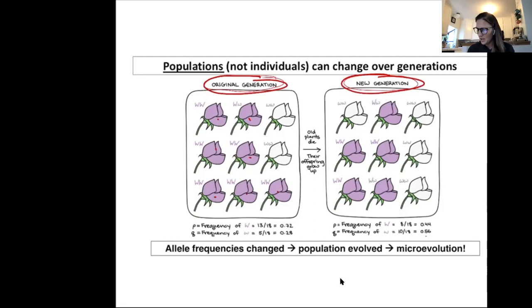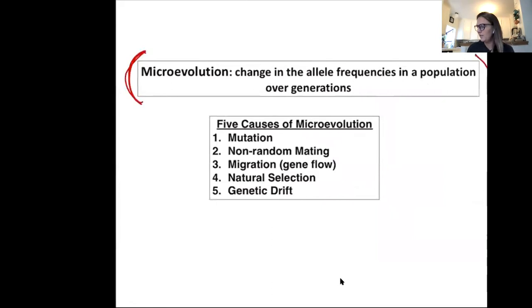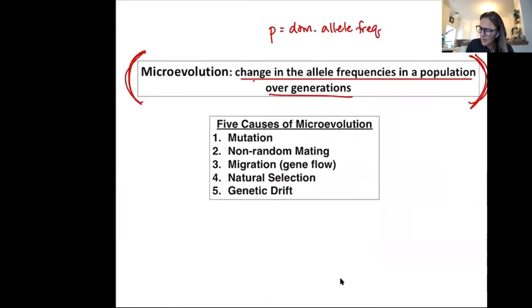If we go ahead and calculate the allele frequencies, our dominant and recessive alleles, we see that they have fundamentally changed over time, right? So we're looking at the full gene pool. We're not looking at an individual. So if we have allele frequencies that change over time, that is defined as microevolution. Next time we're going to talk about all the different causes of microevolution, but I want to define it here. Microevolution is the change in allele frequencies in a population over generations. So we're really talking about the change in the dominant allele frequency and the recessive allele frequency.